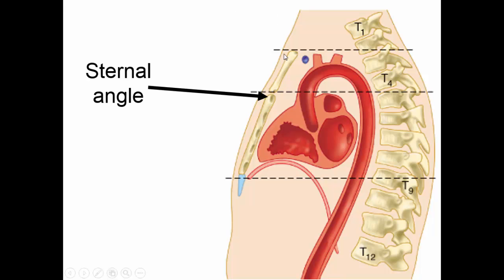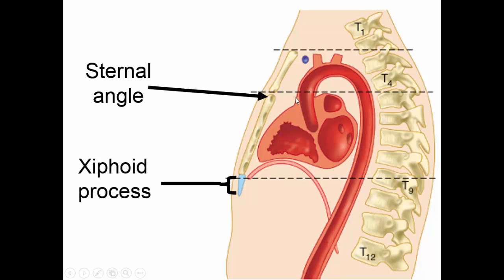The sternal angle is where the manubrium meets the sternum. What is significant about this is that this is where the ascending aorta stops, the arch is, and the descending aorta is found. This is also where the trachea branches into the right and left bronchial tubes and where the pulmonary trunk branches to the right and left pulmonary arteries. Here is the xiphoid process from the side view. You can see how the diaphragm is attached here at the xiphoid process.